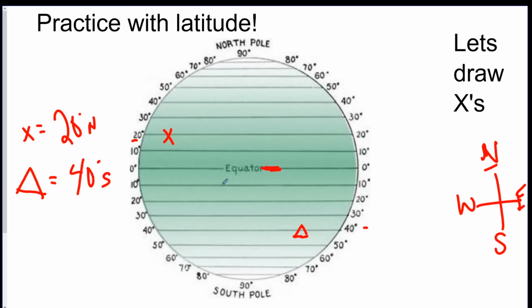Let's do one more. We'll put a circle somewhere. How about right there? First you ask, is it north or south of the equator? Well, it's north of the equator. How many degrees north? Well, this looks like it's between 40 and 50, so this looks like 45 degrees north. All right, so there are your little practice questions with latitude.